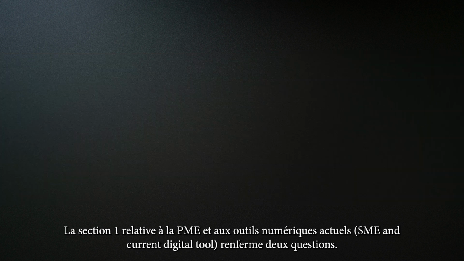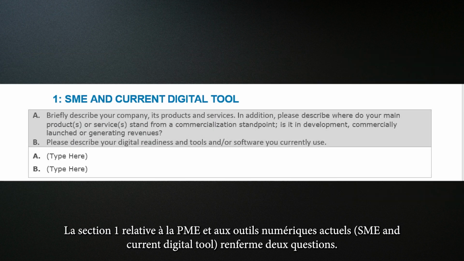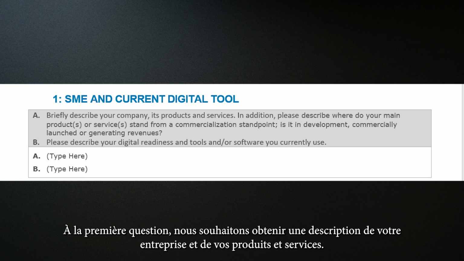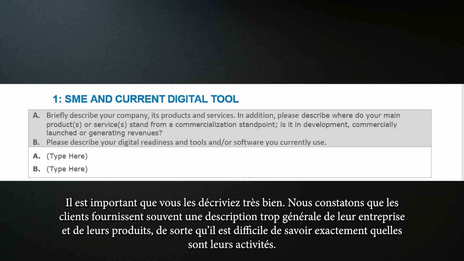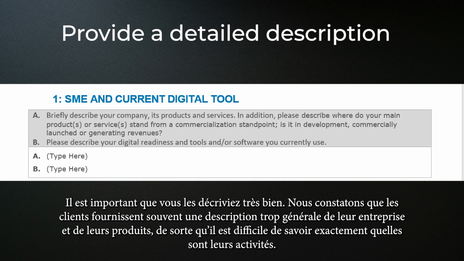In question 1, SME and current digital tool, we have 2 questions. The first question is where we want you to provide a description of your company, the products and services that you produce. It's important that you provide a really good description. We find that clients often write a very high-level description of the company and its products. It's often difficult to understand exactly what their business is.